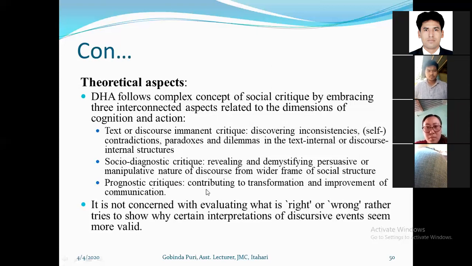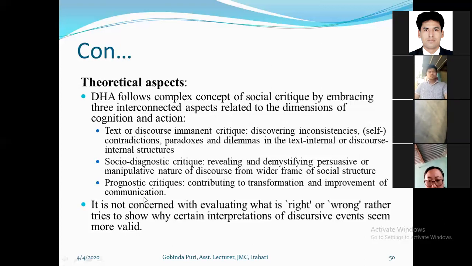So always keep in mind one thing in critical discourse analysis: the transformative function, the transformative motive. Transformative means it does not only indicate or reveal the problems inherent in the text. It tries to improve the existing situation, to solve the problem and to change life in the society. So transformative is a very, very key term in critical discourse analysis, okay?